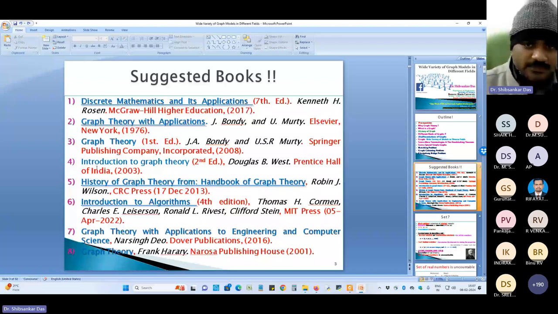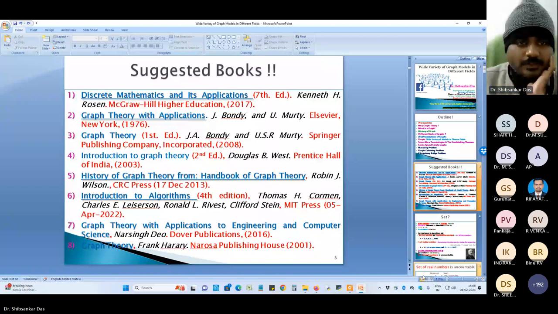Douglas West has written one book, Introduction to Graph Theory. This is a good book for graph theory for beginners. And for the historical part, one may look into this. There is a handbook of graph theory, and the history of graph theory. And then for the algorithm part of graph theory, one may look into Introduction to Algorithms by Cormen, a very big volume. These are the standard books. One may look into the books mentioned in points 7 and 8.